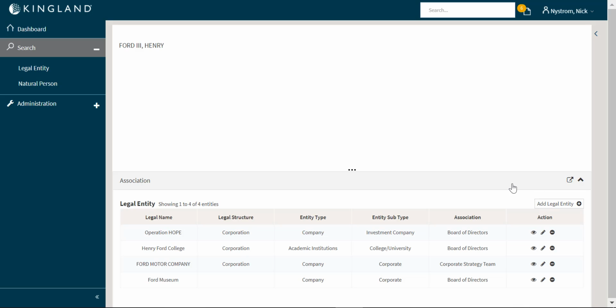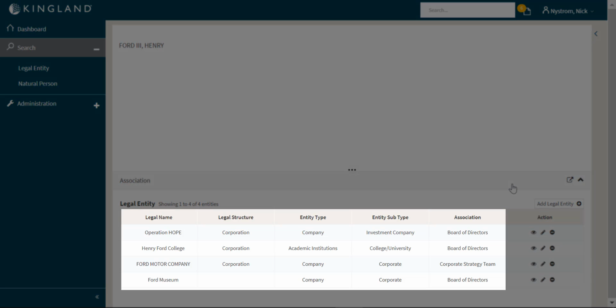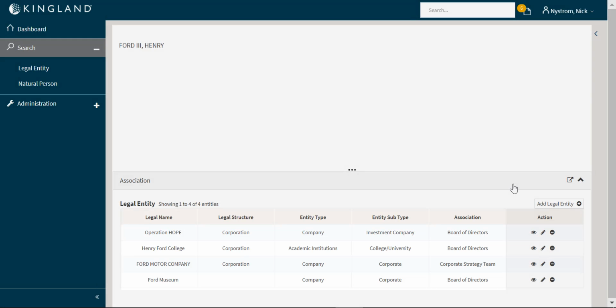Viewing the details of Mr. Ford, we can see his associations to other legal entities. Here we see that Mr. Ford is on the board of directors for Operation Hope, Henry Ford College, and Ford Museum, as well as on the corporate strategy team for Ford Motor Company.